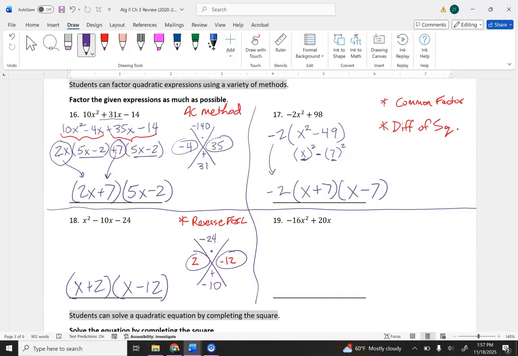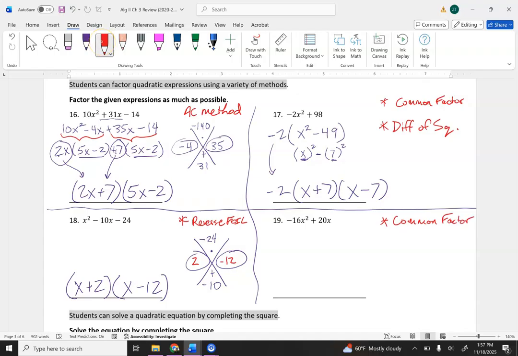All right, so we're going to start off right at the top of the decision tree. Once again, that second step, because we don't have an equation here, is there anything in common? There is definitely some common stuff between negative 16 and 20. There's also common variables as well. So our first factoring method is going to be that common factor.